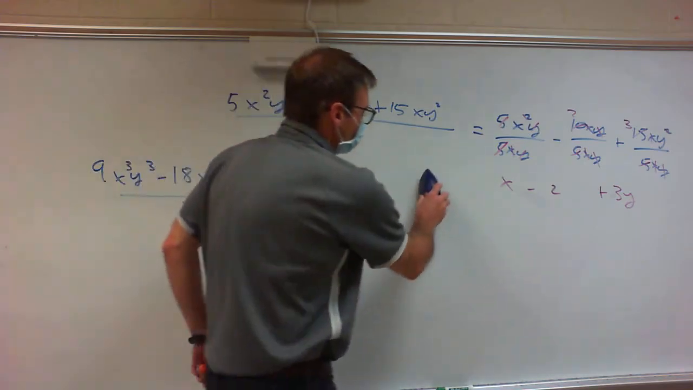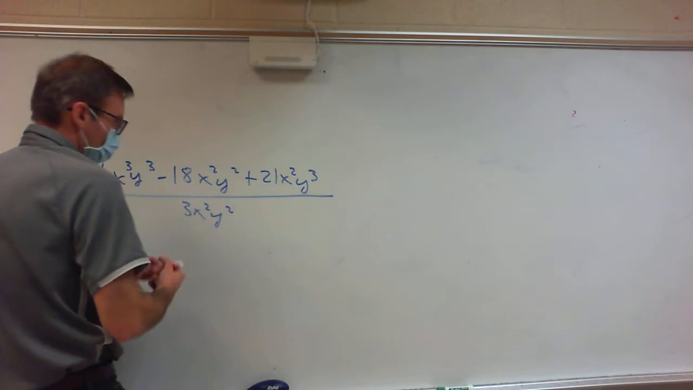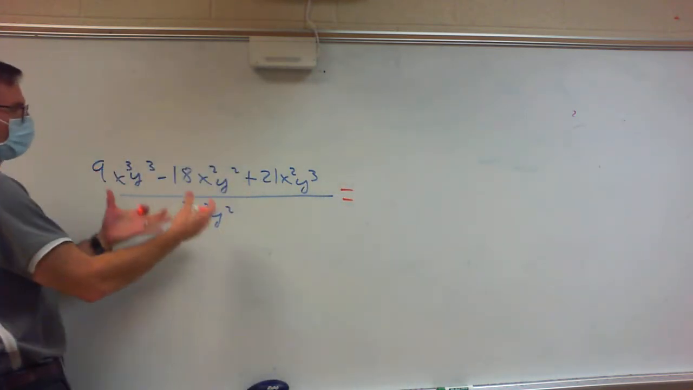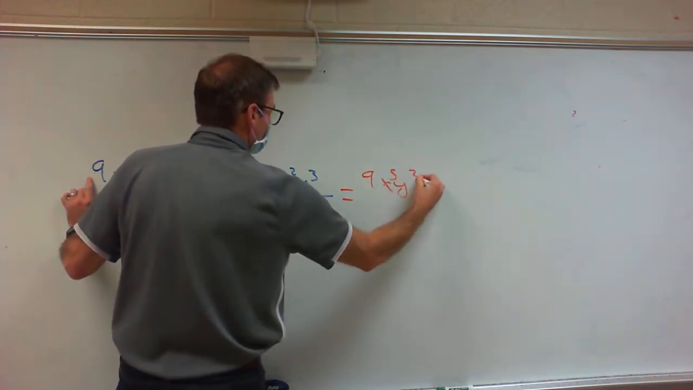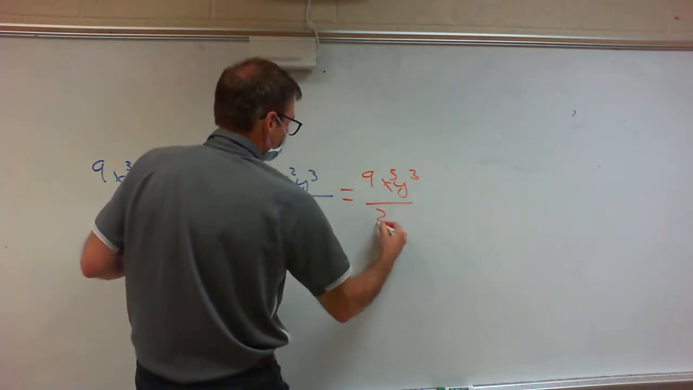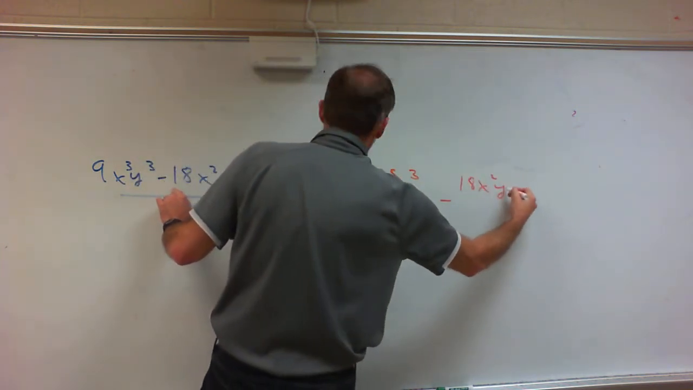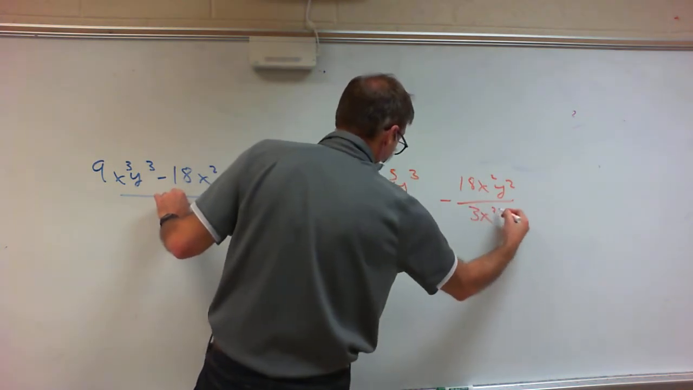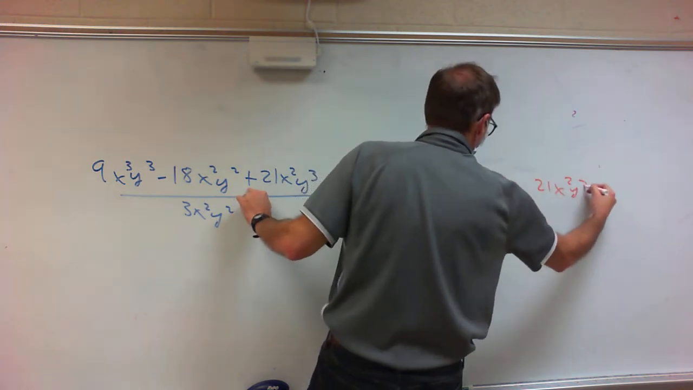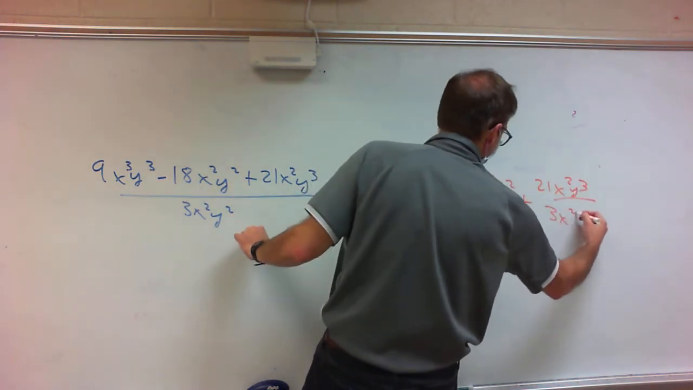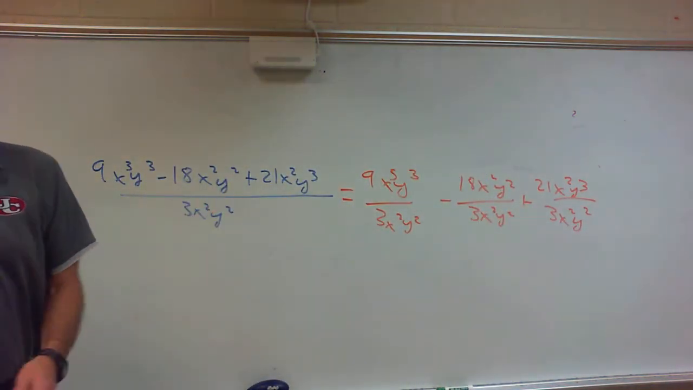So this one breaks up into its little parts. If I break this up into little fractions, that's going to give me 9x cubed y cubed over 3x squared y squared minus 18x squared y squared over 3x squared y squared plus 21x squared y cubed over 3x squared y squared. And you simplify each fraction.